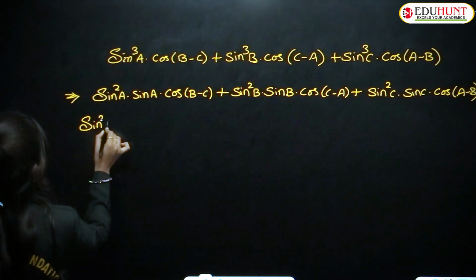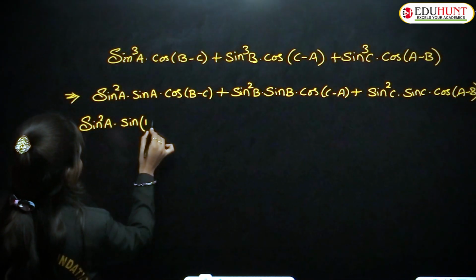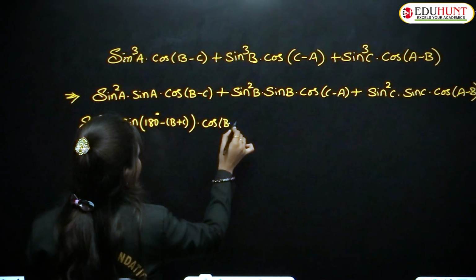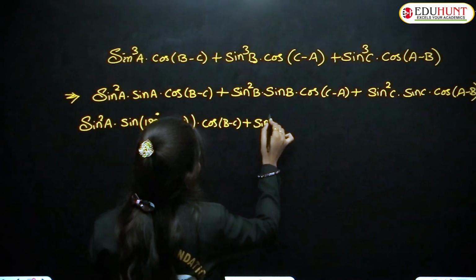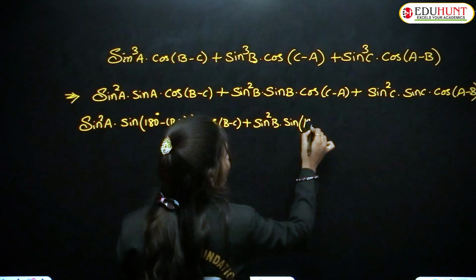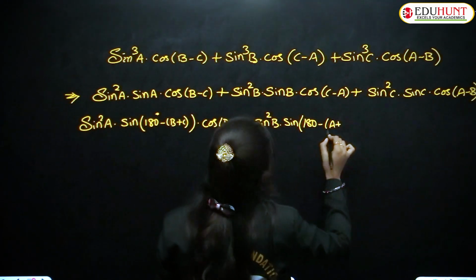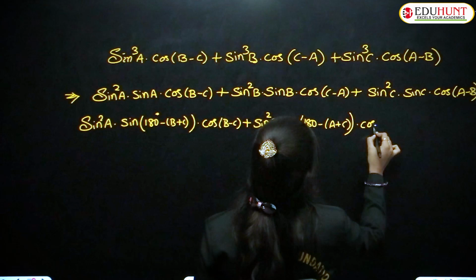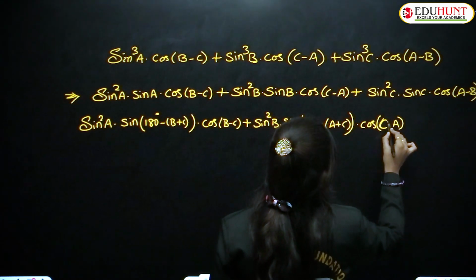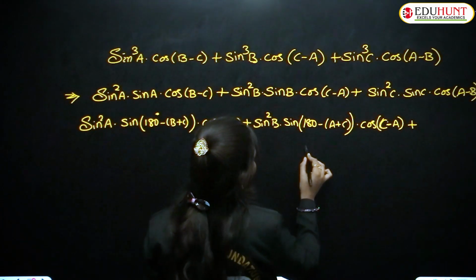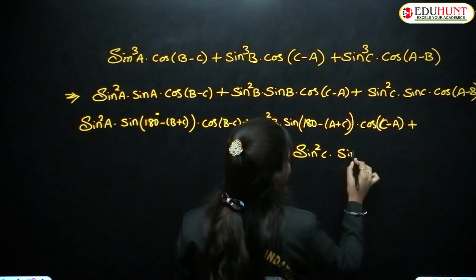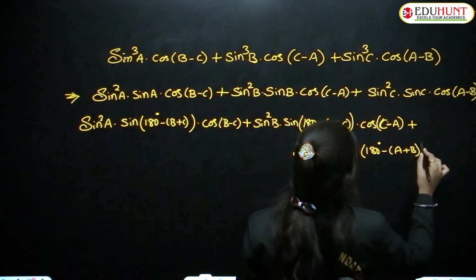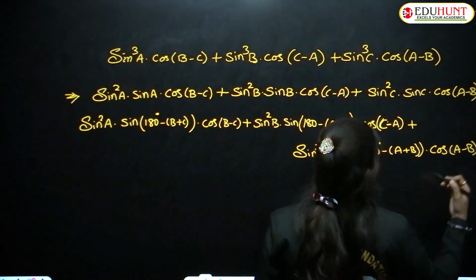So sin square A into sin of, at the place of A, 180 degrees minus of B plus C, into cos of B minus C, plus sin square B into sin of B. How can we write that? 180 minus of A plus C, here B is asked, so A plus C, into cos of C minus A, plus next term sin square C into sin, at the place of C here 180 degrees minus of A plus B, into cos of A minus B. Am I clear to you?